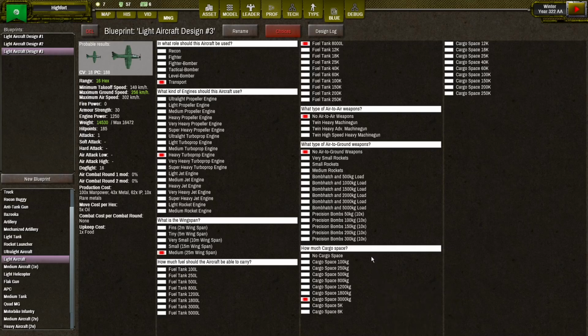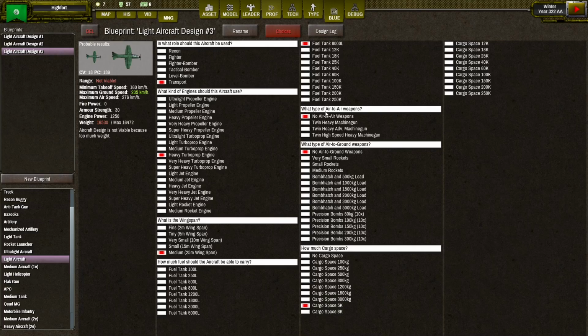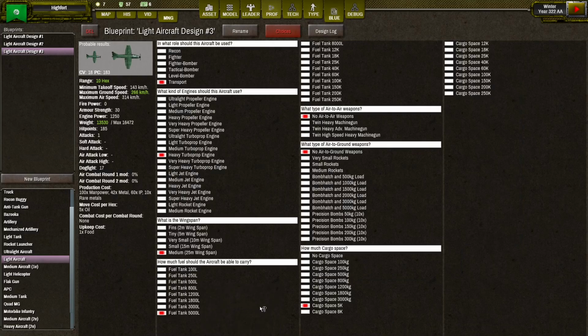So maybe we can even increase cargo to 5,000 and decrease the fuel tank to reduce the weight, but still the range is too low. So I will decrease the cargo to 3,000 and increase the engine to very heavy. So 16 hex range is very good for transport.